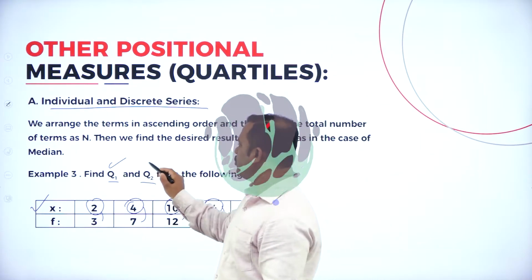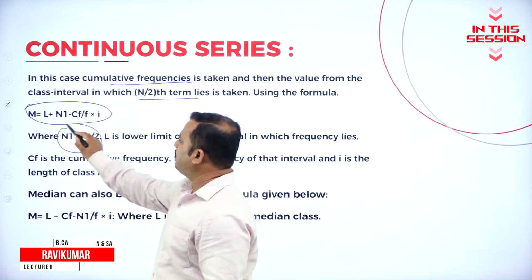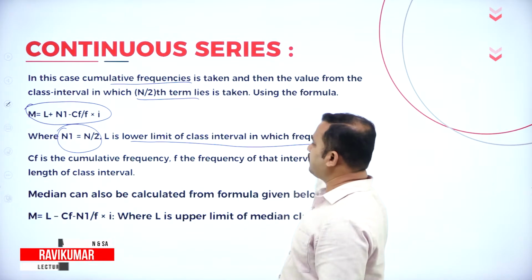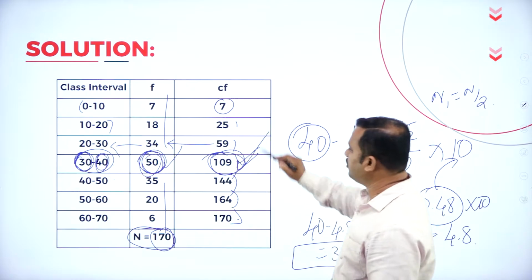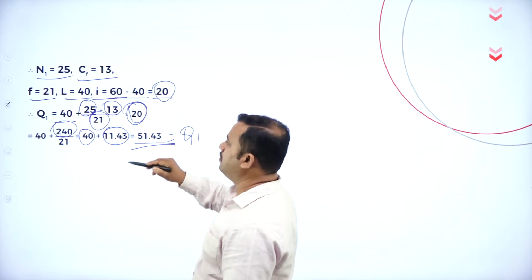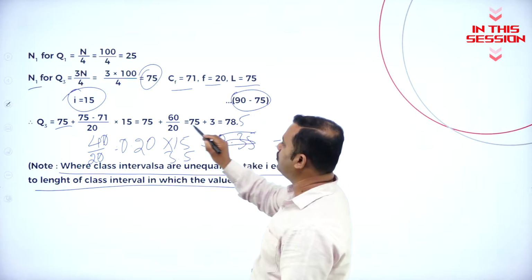We have the quartiles Q1 and Q2 here from the following data. N1 is equal to N by 2. L is the lower limit of the class interval in which the frequency lies. By the method of cumulative frequency, that is the second method, I'll get the same value, that is 35.2 for Q1, that is equal to 20. But for Q3 we have the interval, that is 90 to 75, which is equal to 15.